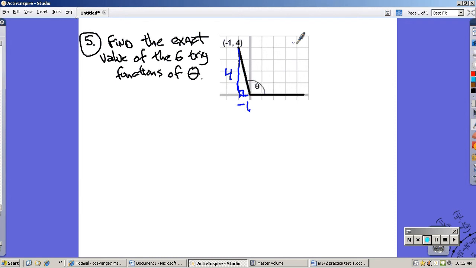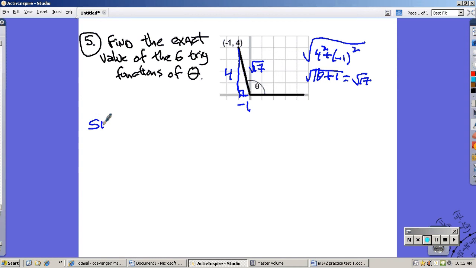So I can figure out the radius, Pythagorean theorem, 4 squared, plus that -1 squared, and then I'm going to square root it. 4 squared is 16, 1 squared is 1, 16 plus 1 is 17. So the radius is square root of 17. So now I know the 3 sides of my triangle. And I got to keep track of my sign here with x.